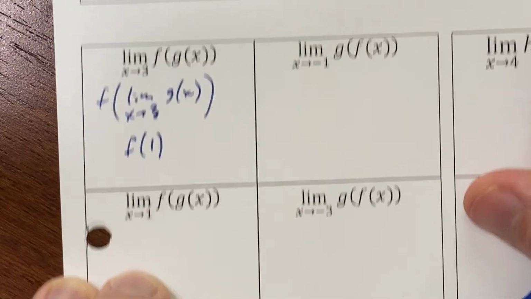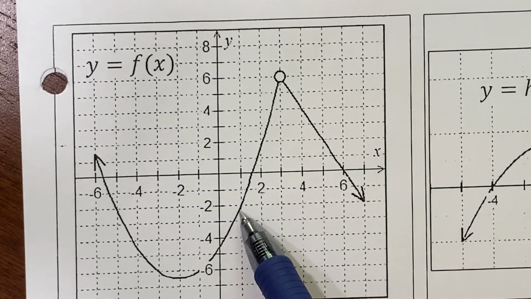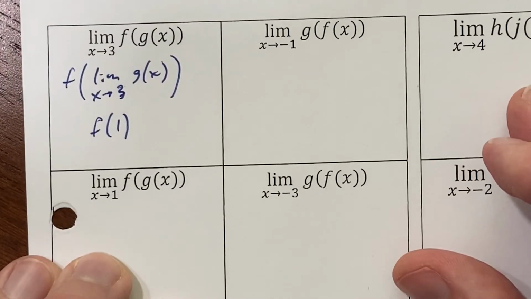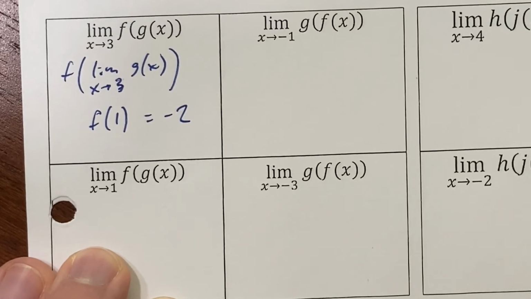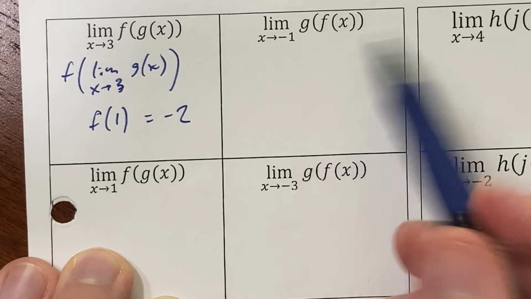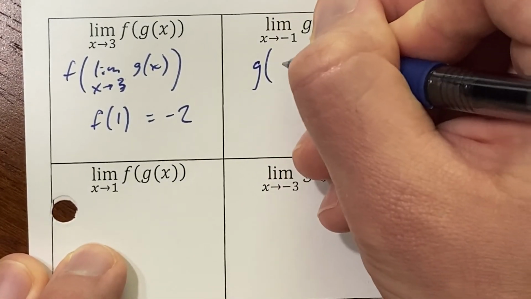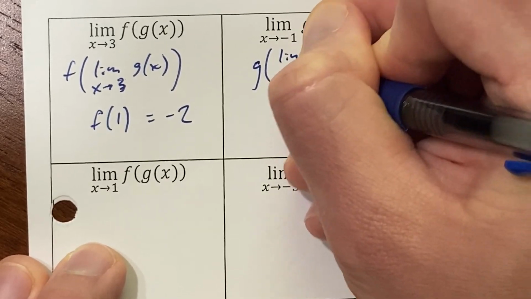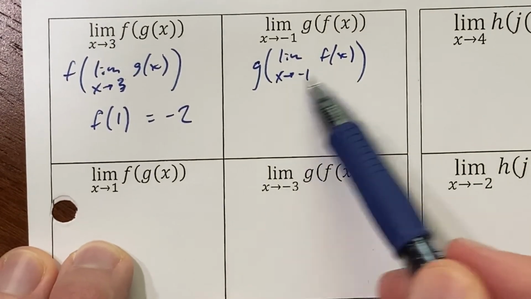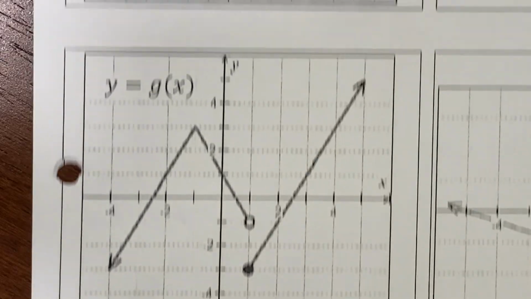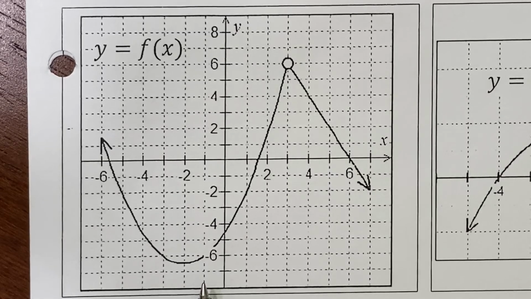And then I'm going to go up to the f function. And f of 1 is -2. Okay, let's try another one. Let's do this one. G of f of x. So this is like saying g of the limit as x approaches -1 of f of x. So let's find the limit as x approaches -1 of f of x. So as we're approaching -1 up here on f of x, looks like it's going to be -6.